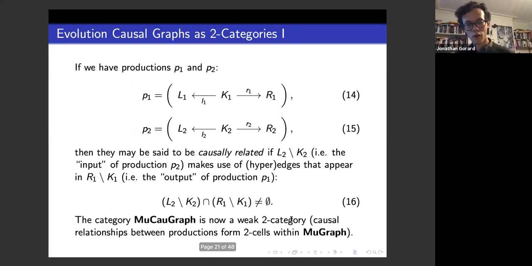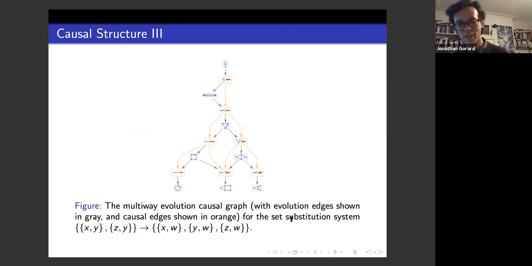Okay, so what I'm trying to convince you of here is that, just as it's useful to think of multiway evolution graphs as monoidal 1-categories, it's actually useful to think of these multiway evolution causal graphs as monoidal 2-categories. So an obvious question is, can we go further? Does it make any sense to go further? We know what the 2-category structure is like and what it means, but what are the higher categorical analogs of one of these hypergraph rewriting systems?